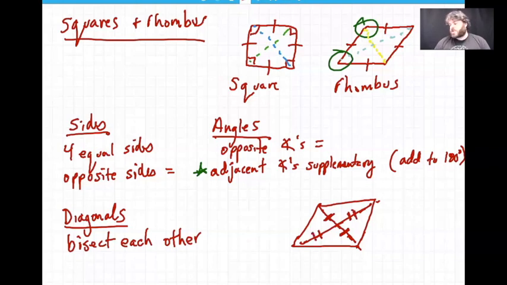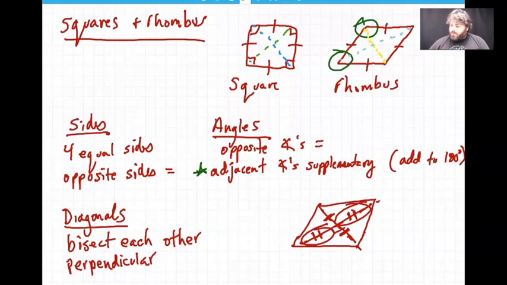So I'll put 2 marks to show that they can be different. But when those diagonals cross, they cut the other diagonal in half. So that means that I can say that this diagonal is equal to this diagonal. I can say that in this situation. Also, the diagonals are perpendicular to each other. So not only do they bisect each other, but they bisect at right angles.